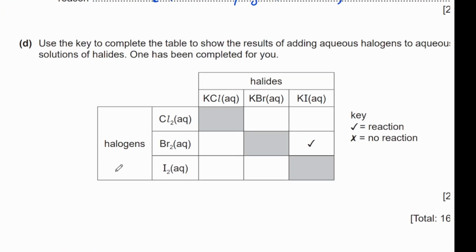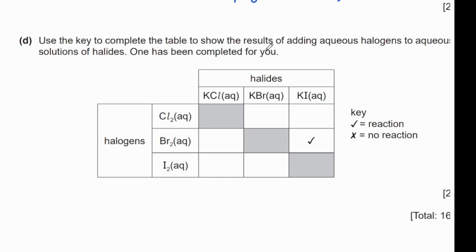Okay, final question. Use the key to complete the table to show the results of adding aqueous halogens to aqueous solutions of halides. One has been completed for you. Okay, so this looks quite simple. So in your group 7, on top you have fluorine, and as you go down, chlorine, bromine, iodine, and astatine at the bottom. So as you go down group 7, the reactivity decreases. Okay, so the most reactive out of these three would be chlorine, followed by bromine and iodine.